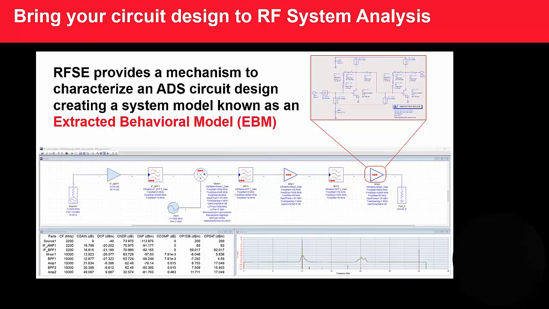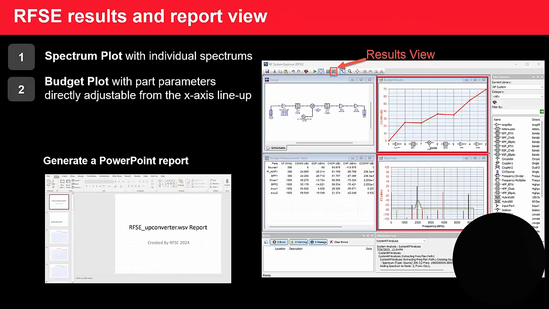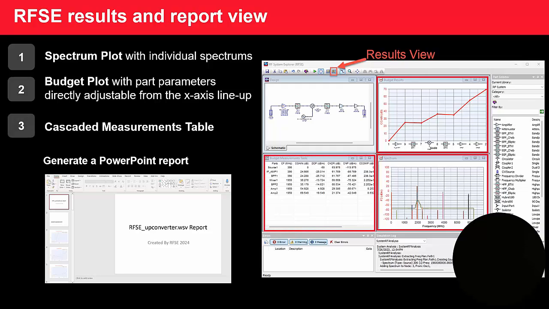And then you can use this interface and do the RF system simulation and look at link budget analysis in a tabular format or in a graphical format. RFSE allows you to create spectral plots. It's automatically created for you right here. It creates the budget plot with different parameters and cascaded measurement tables right here. And it also allows you to create a PowerPoint report of your complete RFSE system. So the next part, we'll talk about how to use RFSE through simple demos.